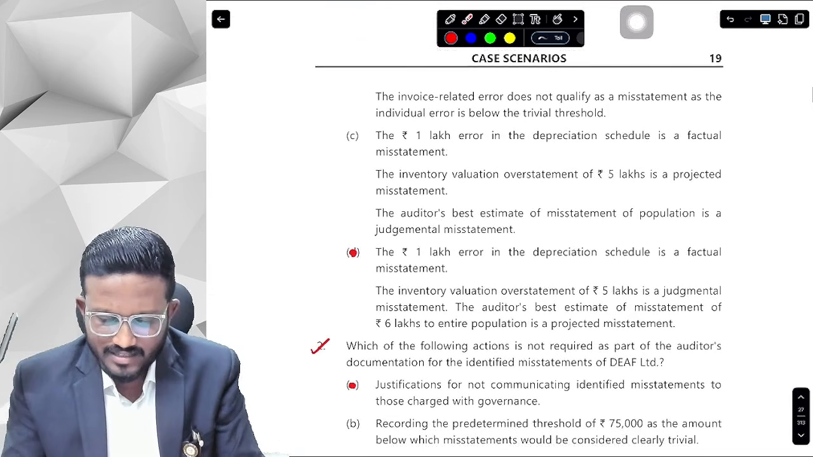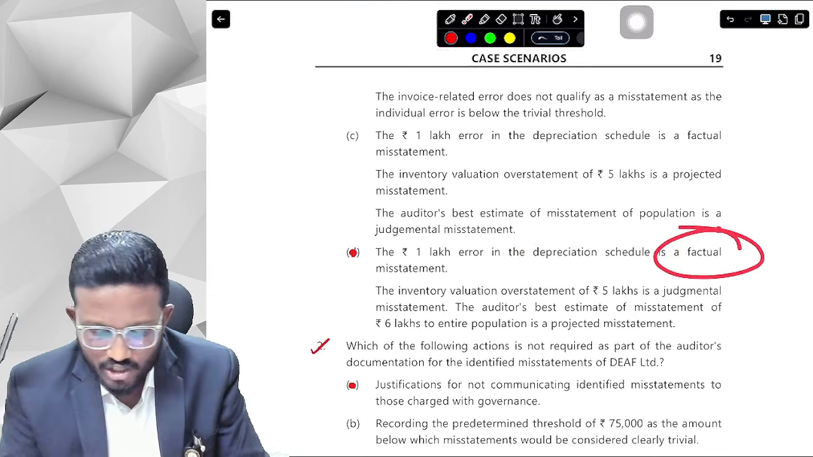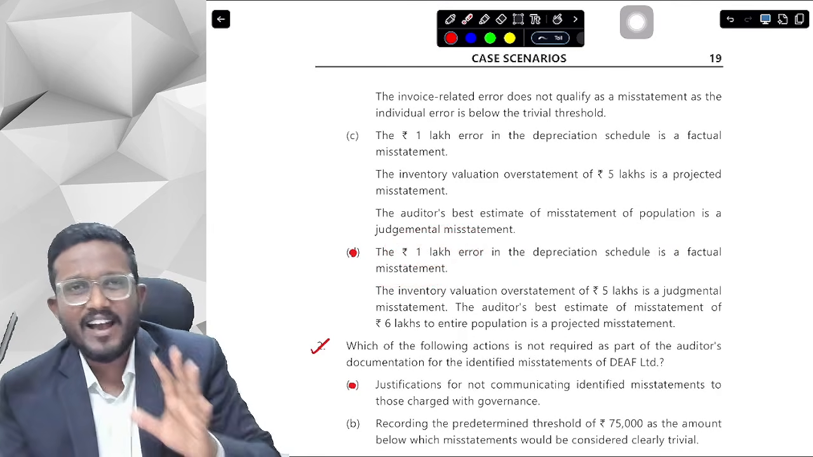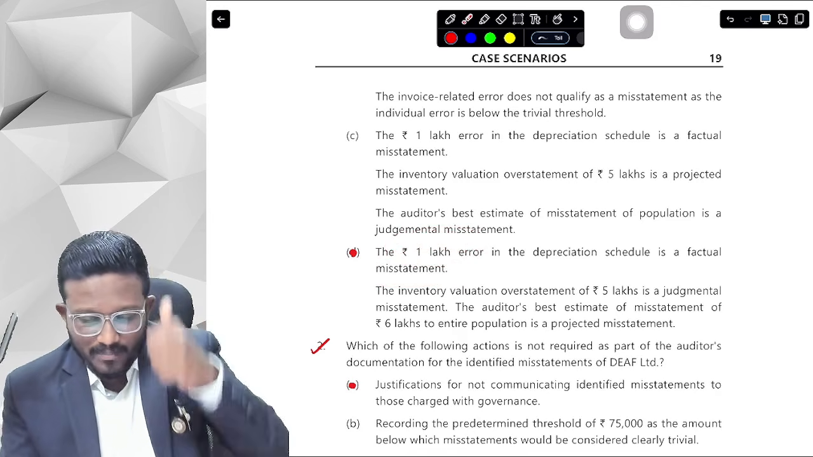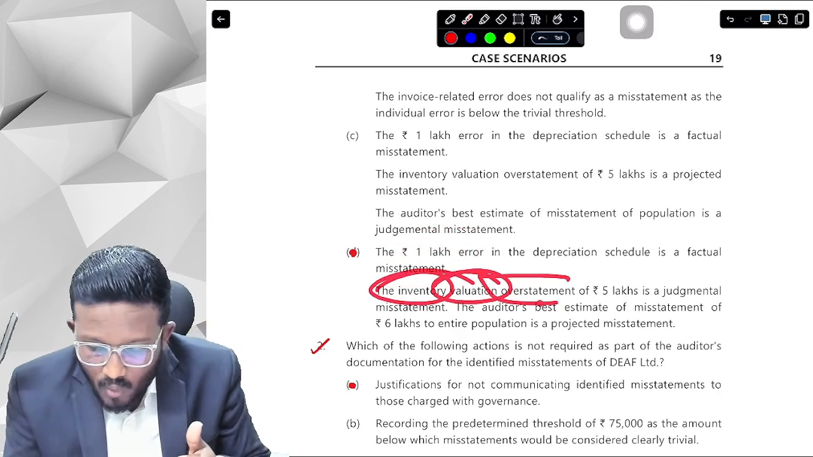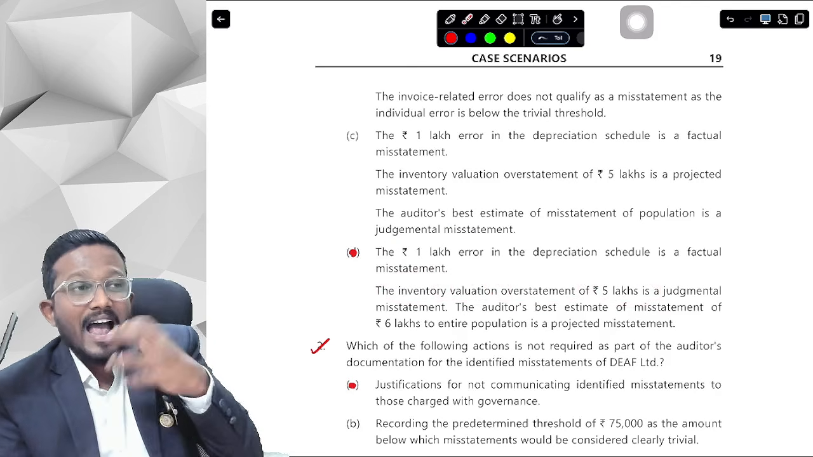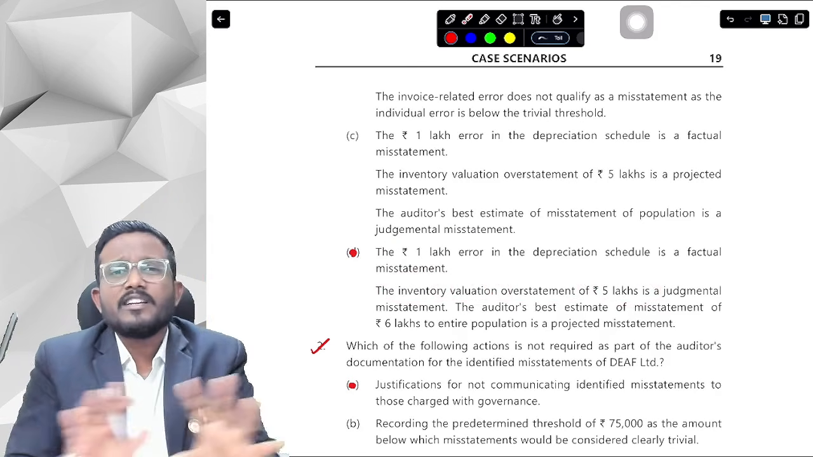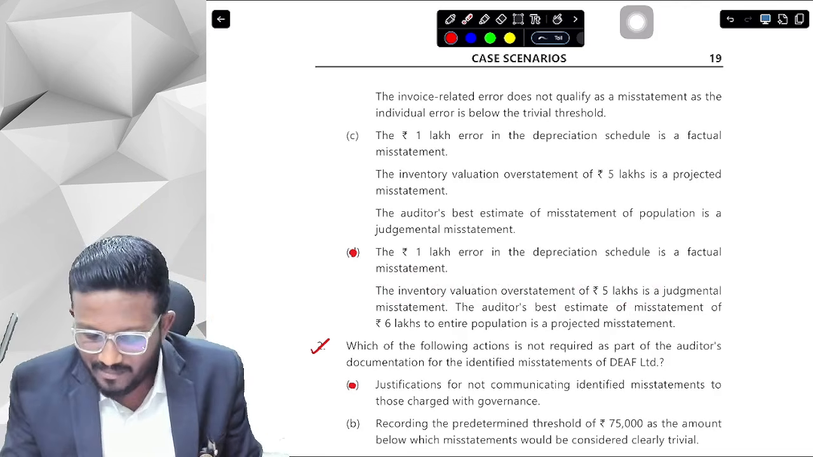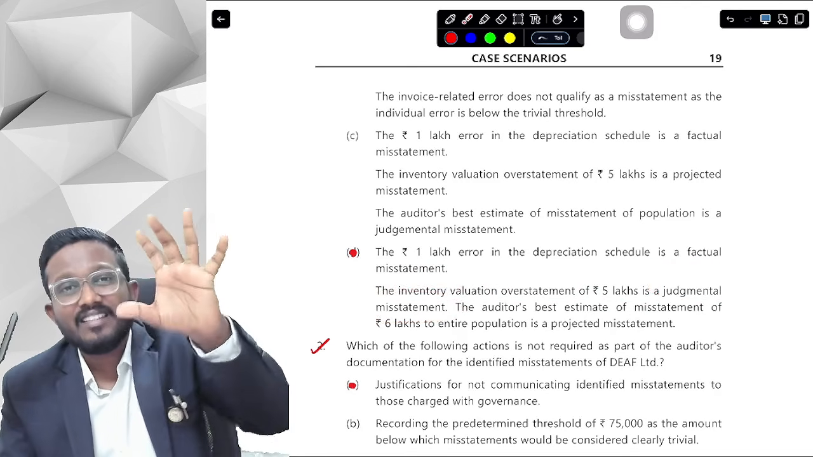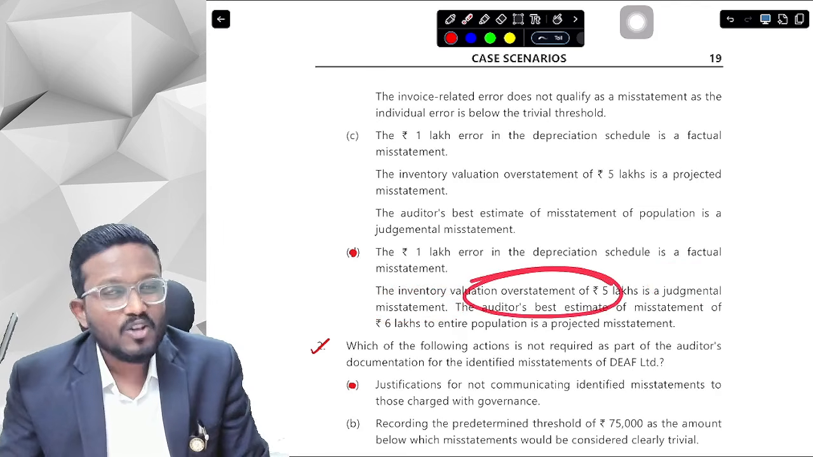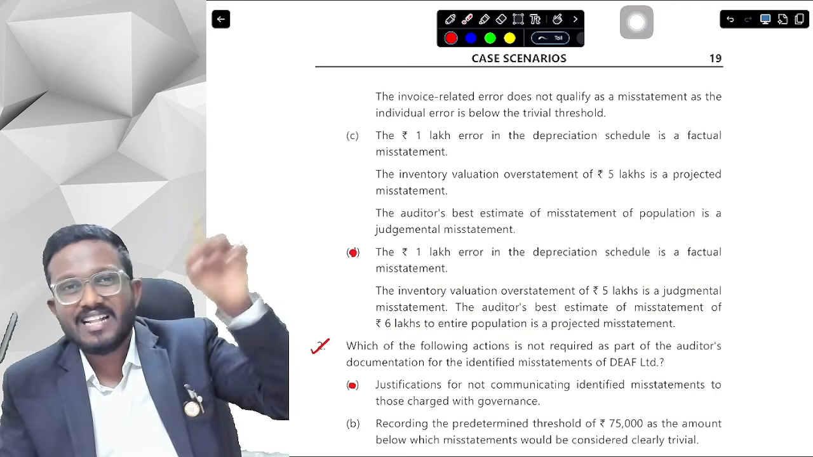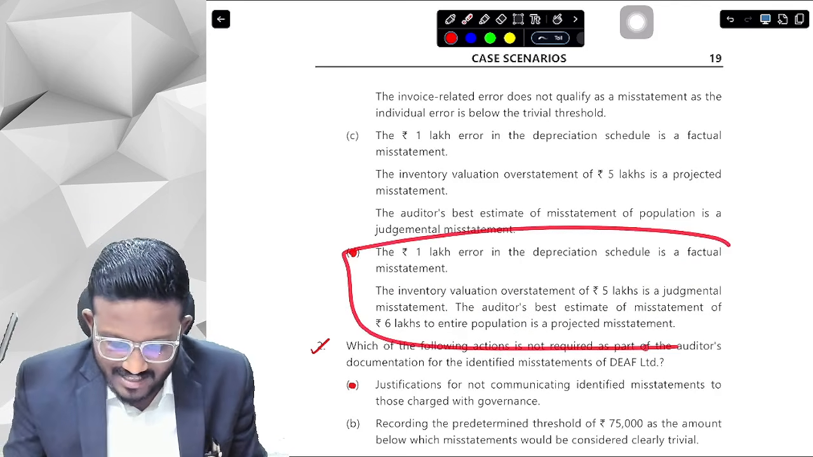So here it says that there is an error in the depreciation schedule, and this error of 1 lakh is a factual misstatement, because there was a factual error in the depreciation schedule. Secondly, there is an inventory valuation overstatement of 5 lakh. As per the auditor, the inventory is overvalued by 5 lakh rupees, while management says no, it is not overvalued. So this is a judgmental misstatement. And third, there is a projection of misstatement involved. The auditor's best estimate of the misstatement of 6 lakh to the entire population is a projected misstatement that we have already discussed in SA 530. So this is your correct option.